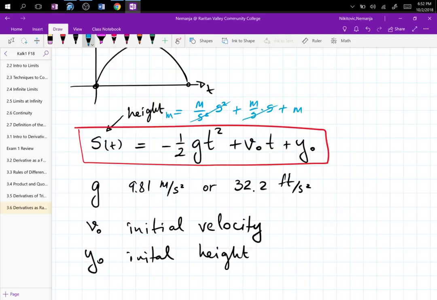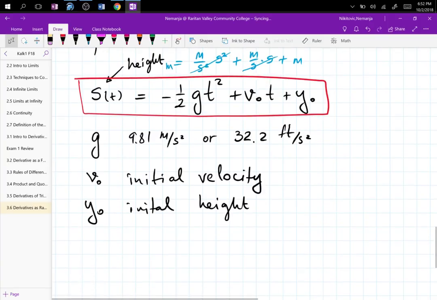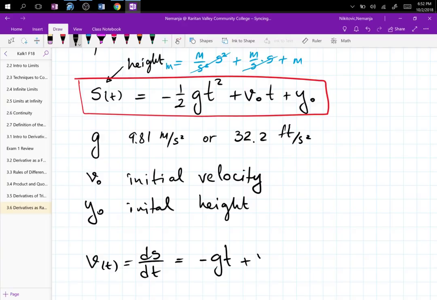So now, what's the velocity function? Well, we take the derivative, knowing that g, v, and y are all constants. t is the independent variable. So the velocity function, v of t, is going to be the derivative of s in time, and that is simply negative gt plus v0.